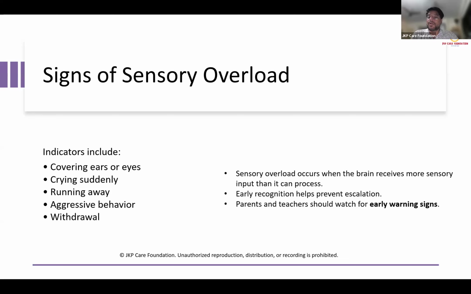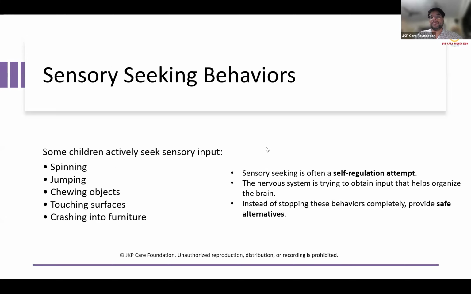So sensory overload occurs when the brain receives more sensory input than it can process. Early recognition helps prevent escalation. Parents and teachers should watch for early warning signs. Then sensory seeking: that was overwhelmed, where more input is coming. Seeking is when less input is coming and I'm looking for more input in order to coordinate.